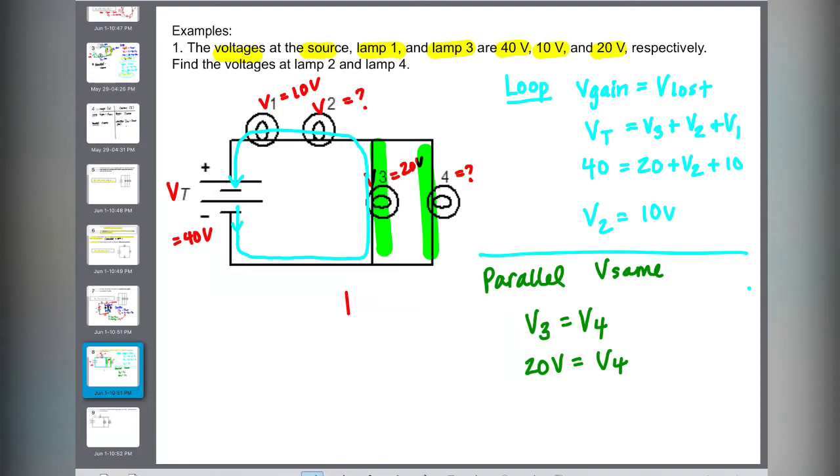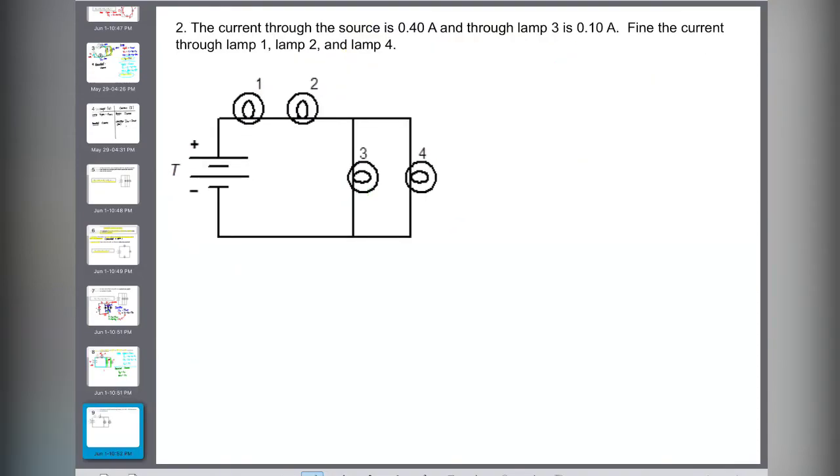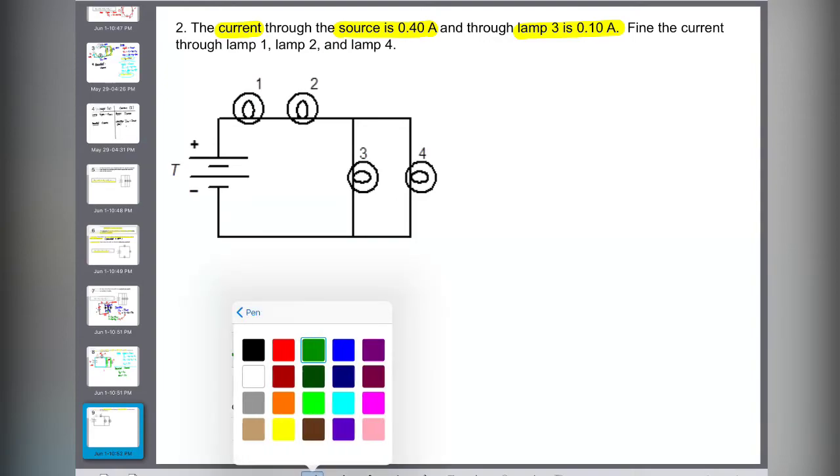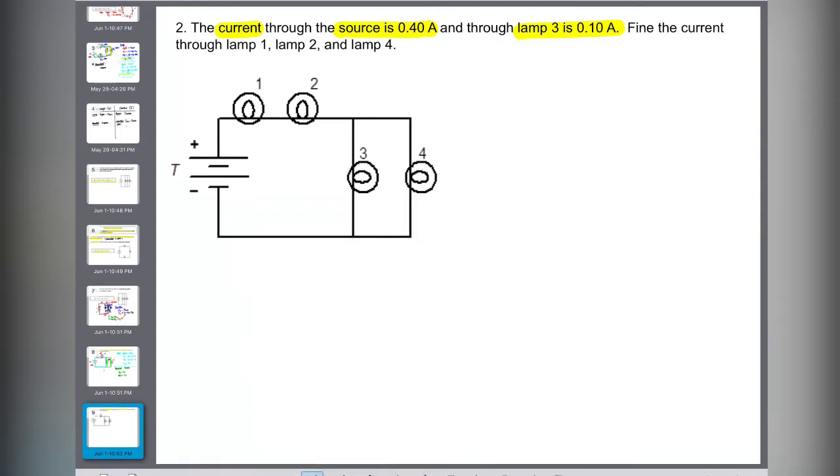We're now going to move on to an example for currents. They're now asking you to find the rest, given that the current through the source is 0.4 and through lamp 3 is 0.1. So IT, coming right out from here, is called IT. The current from the source equals 0.40 amps. And they also tell you the current going through I3.